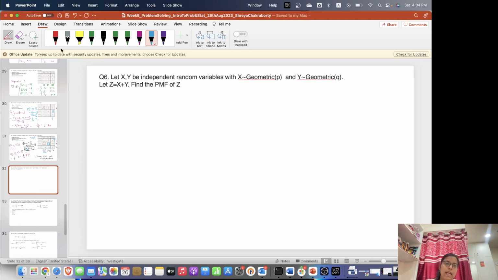So let's say x and y are independent random variables, where x follows a geometric p distribution and y follows a geometric q. Let z be x plus y. We have to find the PMF of z. So probability z equal to z equals probability x plus y equal to z.